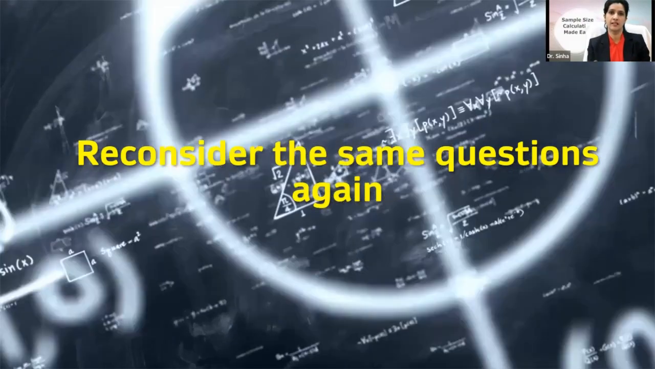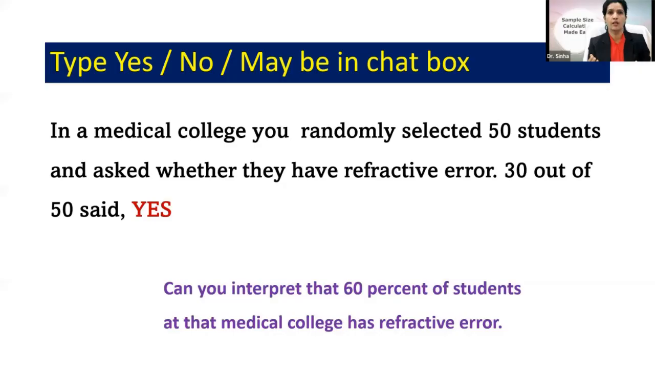Now in this case, the same question. In the medical college, you have randomly selected, not 5 this time, but 50 students, and you asked whether they have refractive error or not. Out of 50, 30 said yes. So now can you say that 60% of the medical students have refractive error? There are 3 options: yes, no, and maybe. Most of you are answering either yes or maybe.